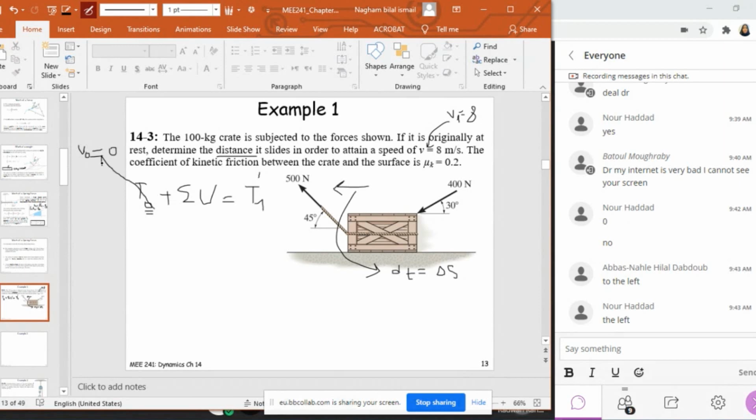And I know that T0 is equal to 0 because V0 is equal to 0. So the kinetic energy at state 0 is 0 because it's moving from rest. And I know T1. Why do I know T1, guys? Because I know V1. So T1 is known, because I know that V1 is equal to 8. Okay, guys?